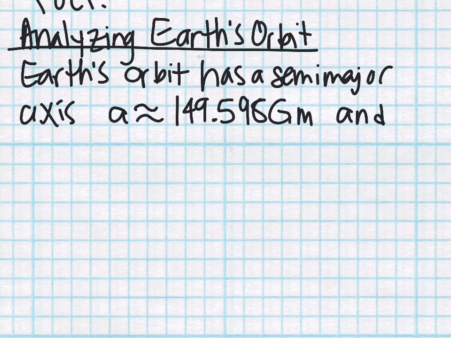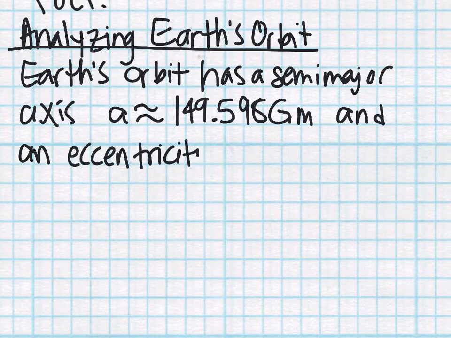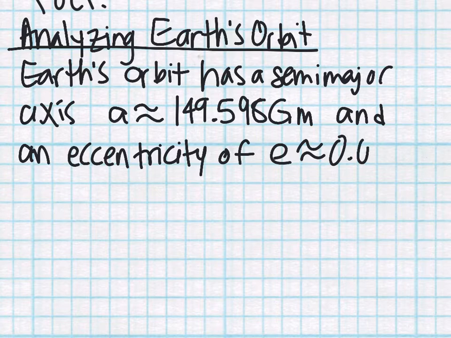And it has an eccentricity of approximately 0.0167. So this is a very small decimal. What that tells us is that actually the Earth's orbit is really close to a circle. It's just a little tiny bit off.